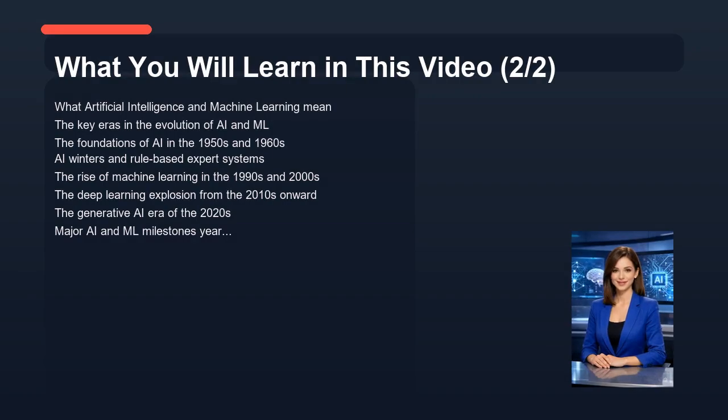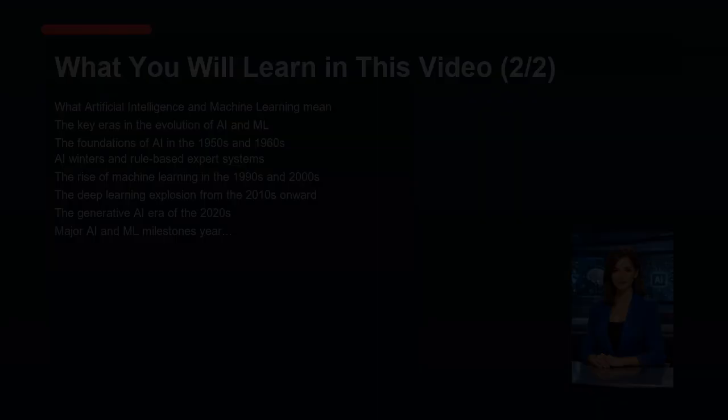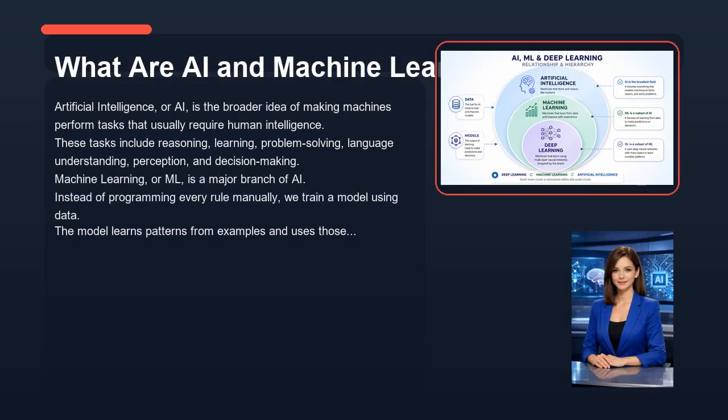What artificial intelligence and machine learning mean, the key eras in the evolution of AI and machine learning, the foundations of AI in the 1950s and 1960s, AI winters and rule-based expert systems, the rise of machine learning in the 1990s and 2000s, the deep learning explosion from the 2010s onward, the generative AI era of the 2020s, major AI and machine learning milestones year by year, current impact of AI and machine learning as of 2026, and future trends shaping AI and machine learning. Now let's look at what AI and machine learning are.